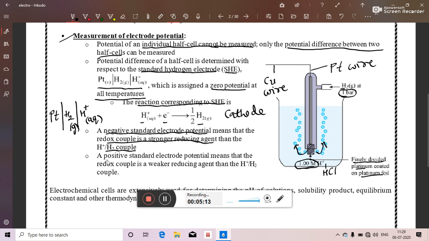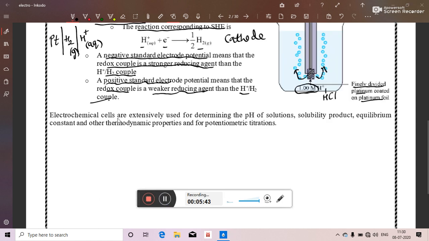Opposite to this, if in a potentiometer you are getting a positive standard electrode potential, that means the redox couple on the other side, which is connected with hydrogen, that half cell is a weaker reducing agent as compared to the hydrogen half cell. That we will study in the table in the next slide.